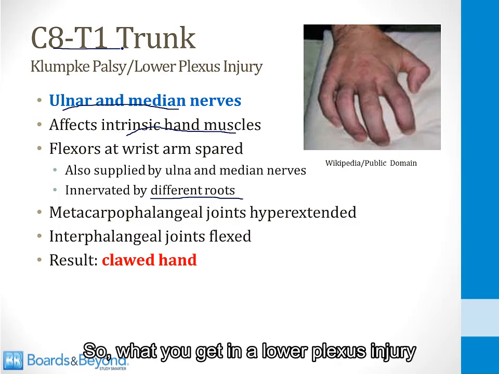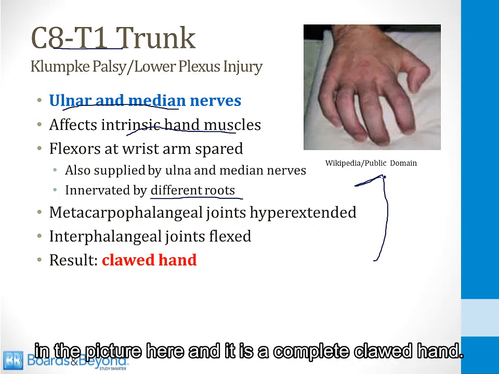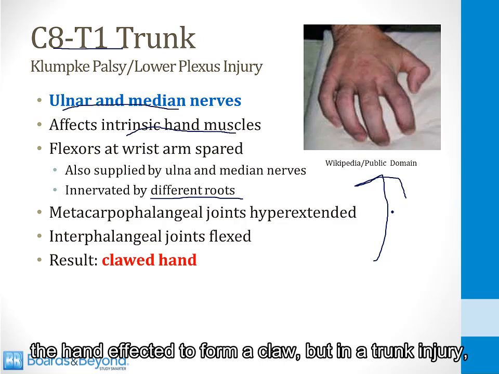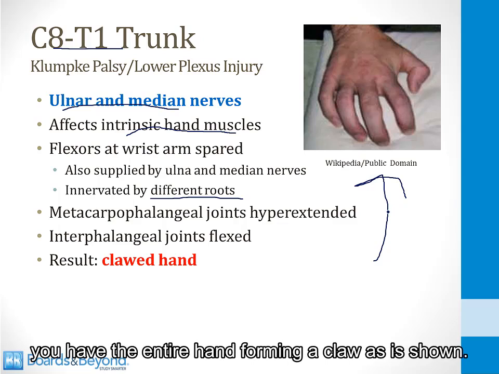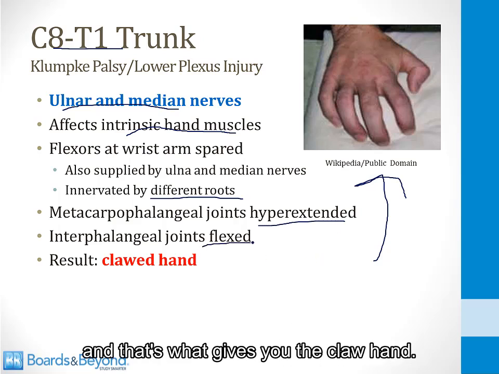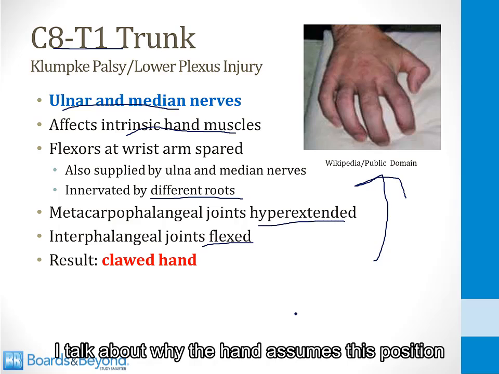So what you get in a lower plexus injury or a Klumpke palsy is the clawed hand shown in the picture here, and it is a complete clawed hand. In an ulnar or median nerve syndrome, you could have half of the hand affected to form a claw, but in a trunk injury, you have the entire hand forming a claw, as is shown. This happens because the MCP joints are hyperextended and the interphalangeal joints are flexed, and that's what gives you the claw hand.